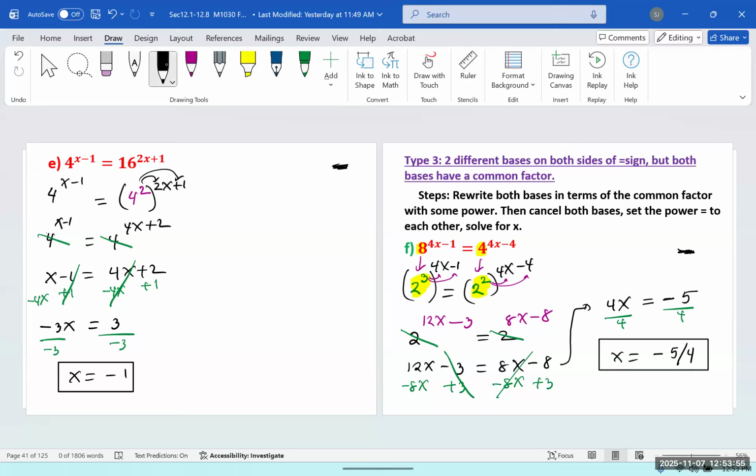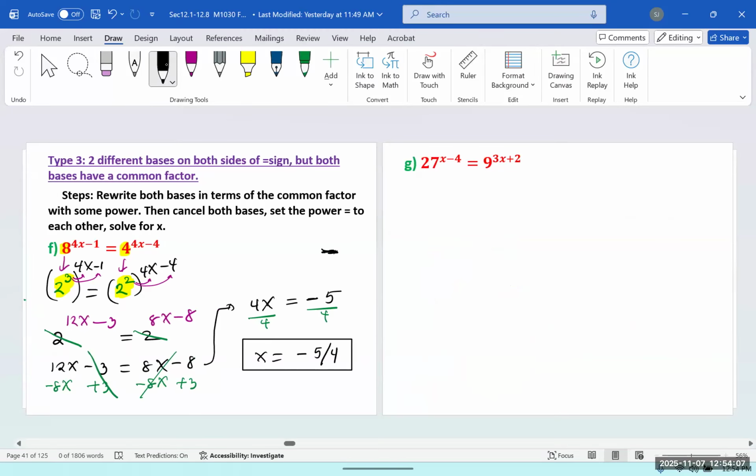So everything else is the same, just the first step is different. In the final exam, you're going to have one example from type 2 or type 3. So go ahead, try one.